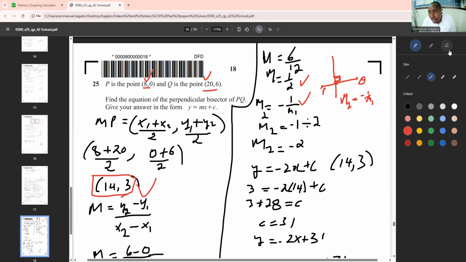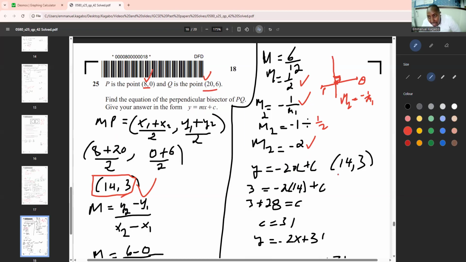a half. When I was typing here, I didn't write it very well. It's supposed to be negative. It's supposed to be a half. And when you work that out, it will give me that. So then, after getting the gradient, I'll write y equals minus 2x plus c.